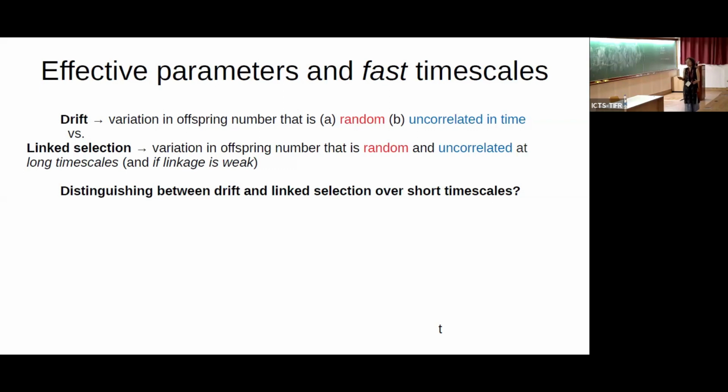But over long time scales, of course, one cannot distinguish between these two processes just based on, say, a single allele frequency, the statistics of allele frequencies. But over short time scales, this may still be possible.